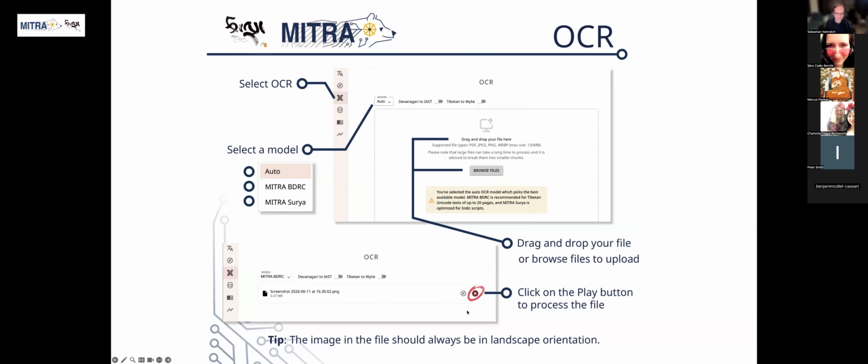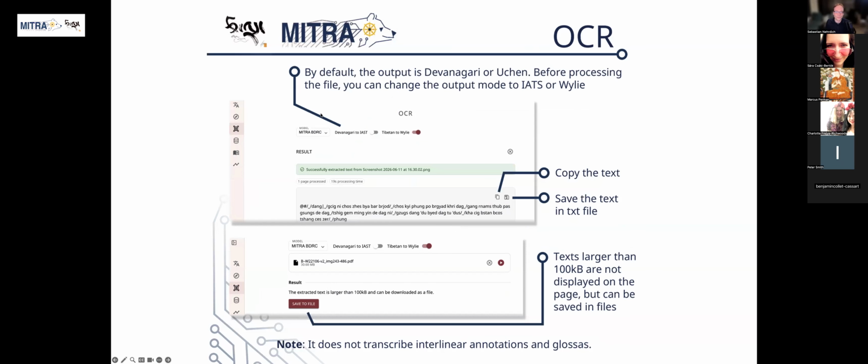And I think it's important to notice that our OCR system works best if the image is in landscape orientation. So if it's flipped 90 degrees, this might cause problems. And as mentioned before, you have the option here to toggle the conversion from Devanagari to IAST or Tibetan Unicode to Wylie. That is possible. And on smaller text, we render the text directly into the window. But if it's a larger text, then you will get a link to a file here that you can then automatically download. So this is the output format.